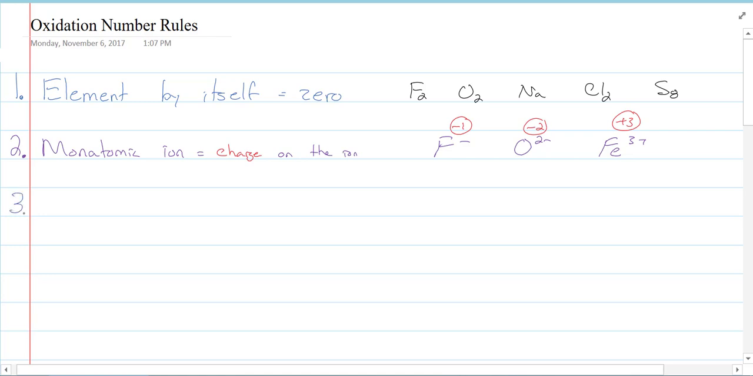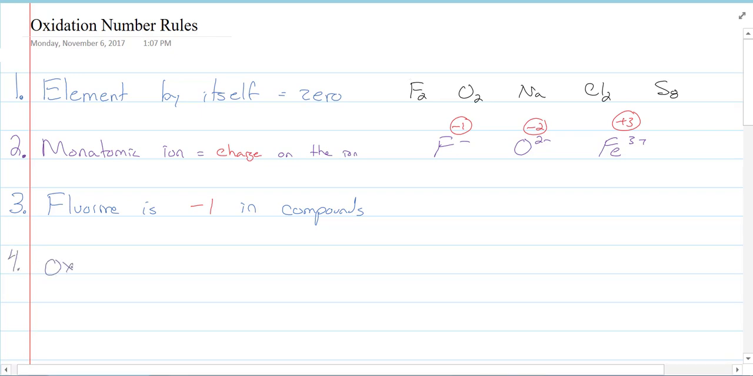Rule 3: fluorine is -1 in compounds. So when's fluorine not -1? When it's an element by itself. Otherwise, fluorine is -1 in compounds. Period.